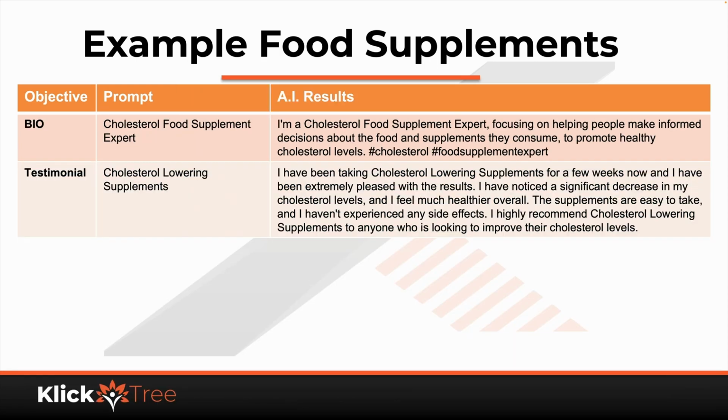Now, after I've done the page, I want to have a clear bio, so I can put my bio description in, for example, a social media profile. So I put the cholesterol food supplement expert in the prompt. I get the result back and obviously put that in my bio. I can create some posts on social media and grab traffic to my page, right? That's the purpose of having that bio and that KlickTree link in your bio with your bio description.